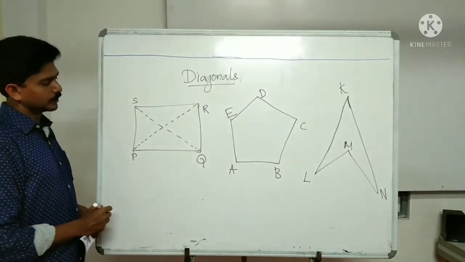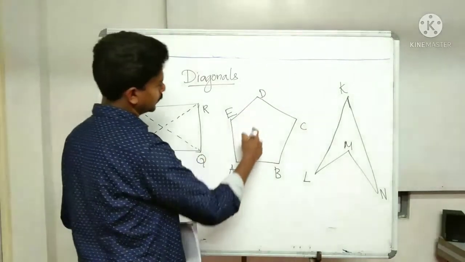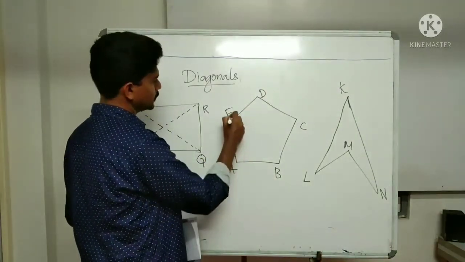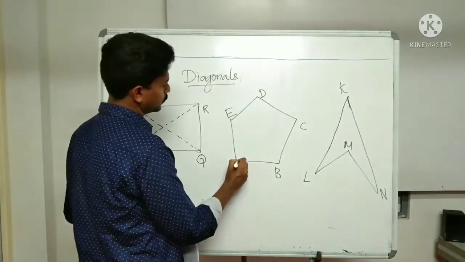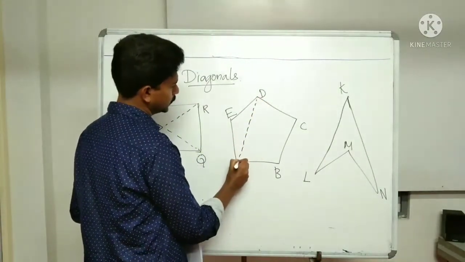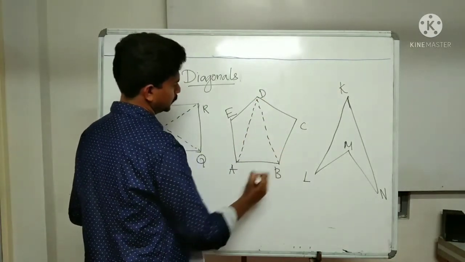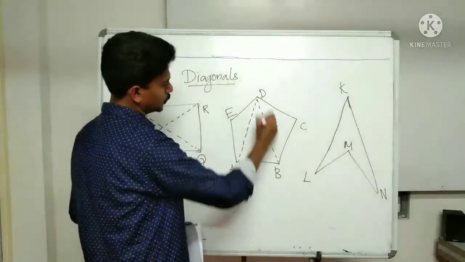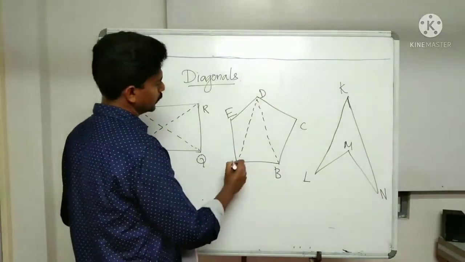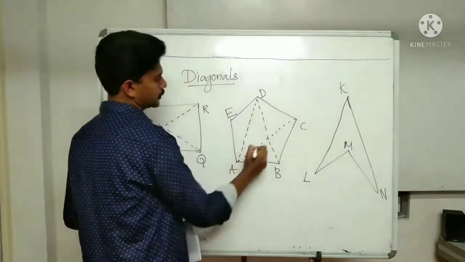So we can draw two diagonals here. We draw diagonals between non-consecutive vertices. A and E are consecutive. So we can draw A to D, one diagonal, and D to B, one diagonal. So from D we can draw two diagonals. The same way from A we can draw two diagonals like this.